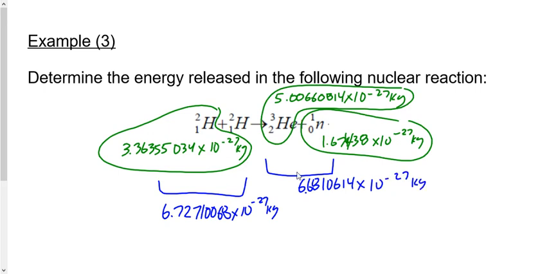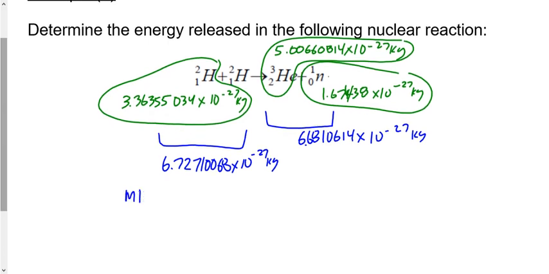What do you notice about those 2 masses? They're almost the same, but the final mass, the mass of the daughter nuclei or the mass of the product, is a little bit less than the mass of the reactants, which is exactly what should happen, right? When we want to calculate the mass defect, we're going to subtract those 2. When we do that subtraction, we end up getting 4.603998 times 10 to the minus 29 kilograms.